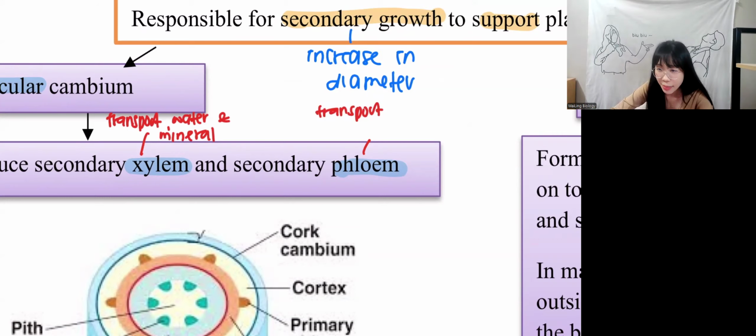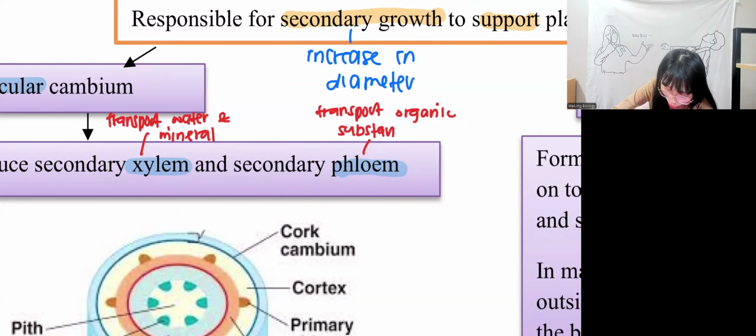Very good. Organic substances. Photosynthetic product. Correct. Organic substances. Or you can say photosynthetic product. But we don't write the word food. We don't write the word glucose because organic substances contain glucose, amino acid, hormone, minerals. So there are many more things in organic substances. So we don't write food.